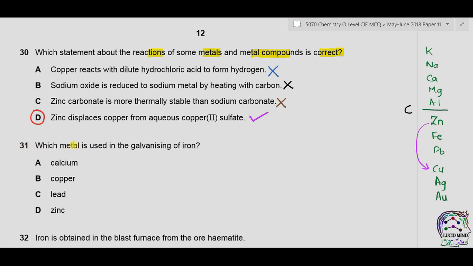Question 31. Which metal is used in the galvanizing of iron? Now galvanizing is actually a coating of a more reactive metal.